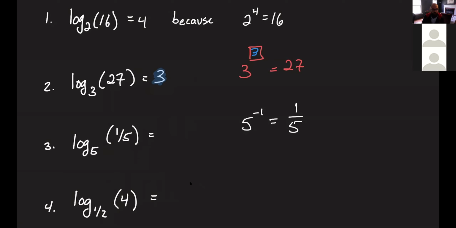5 to the -1 is 1/5. And then for down here, if I think about 1/2, we're gonna do the same kind of idea. We're gonna say, hey, 1/2 to what power is gonna be equal to 4? And so here we really have to think about our exponent rules again. If you're just thinking about positive numbers, this 1/2 is gonna keep getting smaller. But if you think about negative numbers, what's gonna go in here is -2, right? So we would take the reciprocal with that negative, and then when we square that, we would end up with 4. So this is going to end up being -2.